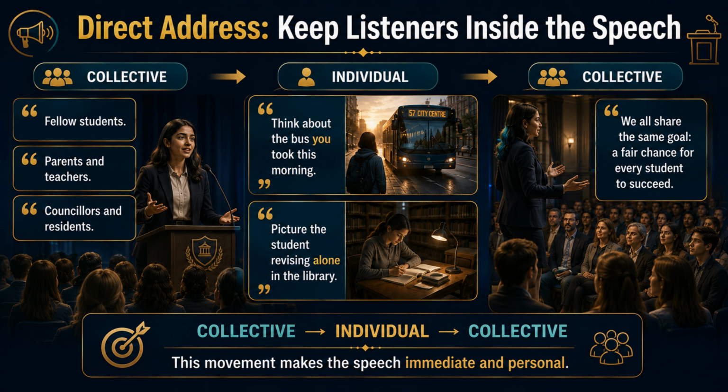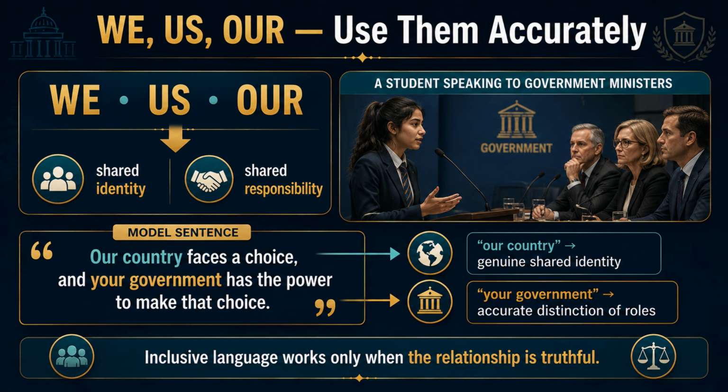Then widen the argument again. That movement, individual to collective, can make the speech feel much more immediate. Inclusive pronouns such as we, us, and our can also create shared responsibility, but they need to reflect the real relationship between speaker and listeners. If you are a student speaking to government ministers, do not pretend that you are part of the government. You might say, "Our country faces a choice, and your government has the power to make that choice."